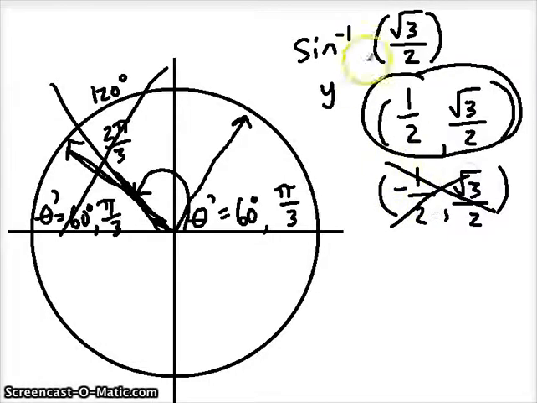So I know that the inverse sine of square root of 3 over 2 corresponds with either 60 degrees or pi over 3. And if you use your calculator in degrees or radians, it should give you one of those values. Alright, let's do another one.